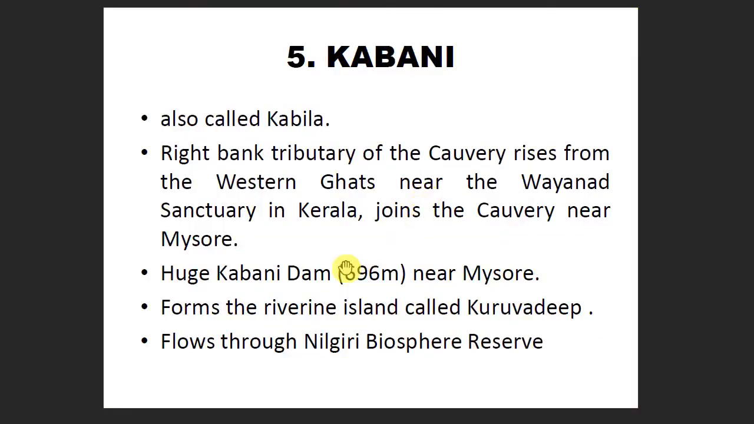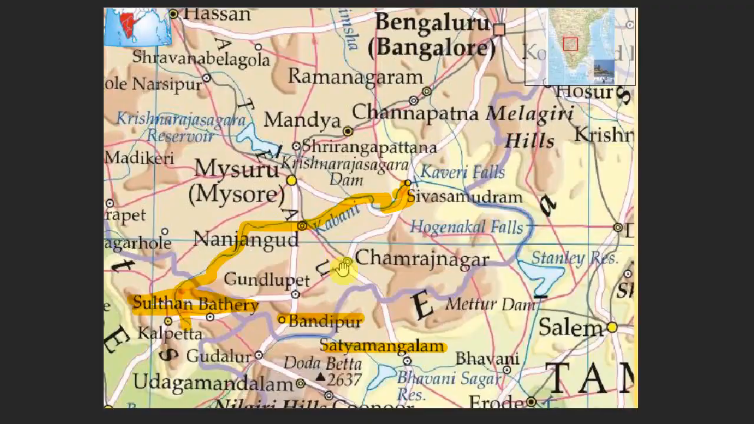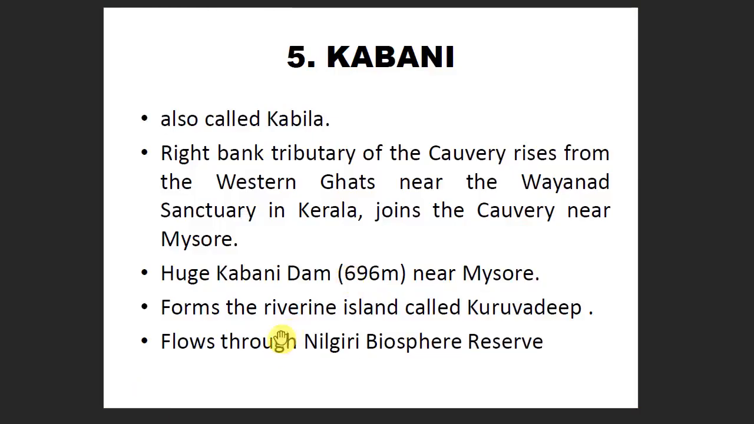So it's also called the Kabila river, a right bank tributary. The highlight of the course is the Kabani Dam, which is located near Mysore, and it also forms a riverine island called Kuruva Deep. In fact, Kaveri also forms some riverine islands, and it flows through the Nilgiri Biosphere Reserve.